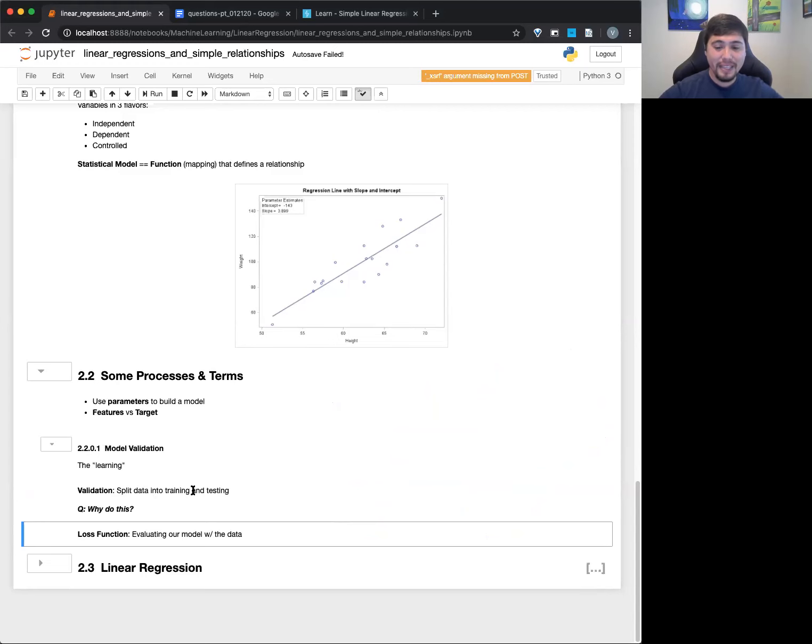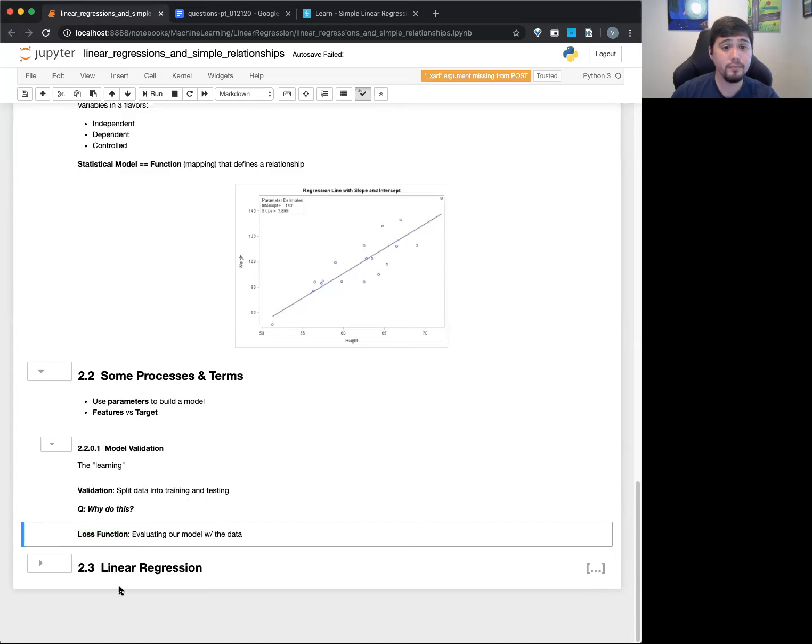All right, and then the last thing is loss functions. How do you know how well your model's doing? It's called your loss function. And this basically evaluates your model compared to the data. Note that these terms, features, targets, parameters, validation, loss function, are all based on statistical learning and machine learning in general. It's not just linear regression. This will extend outward to other models too. But you can think of it in these terms.